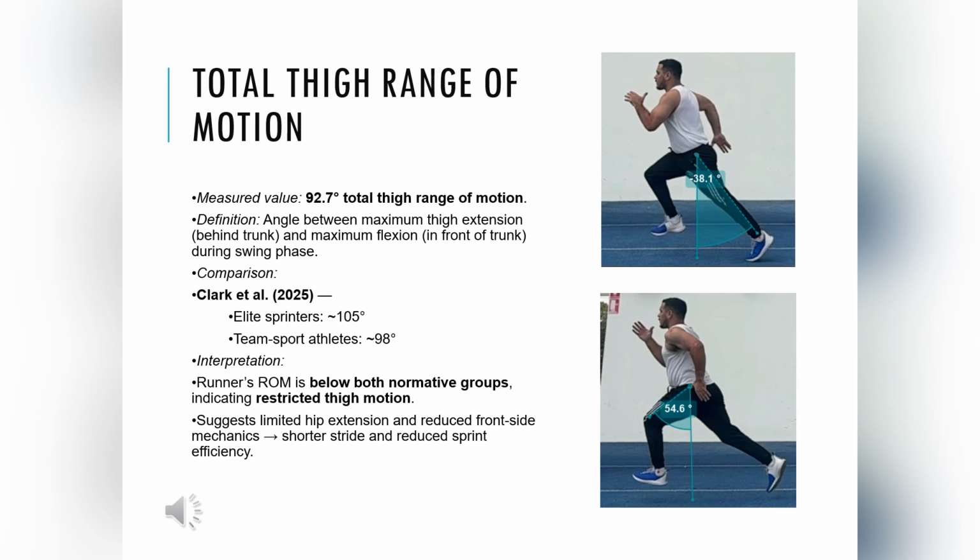The athlete's total thigh range of motion was measured at 92.7 degrees, which is lower than both team sport and elite sprinting athletes' normative values recorded by Clark et al. in 2025. They found around 98 degrees for team sport athletes and about 105 degrees for sprinters. This reduced range indicates that the athlete isn't driving the thigh as far forward or backward during the swing phase, limiting both hip extension and stride length. In practice, improving this range could enhance frontside mechanics, stride efficiency, and overall sprint performance.